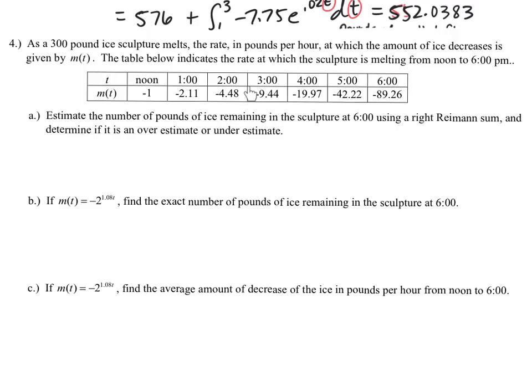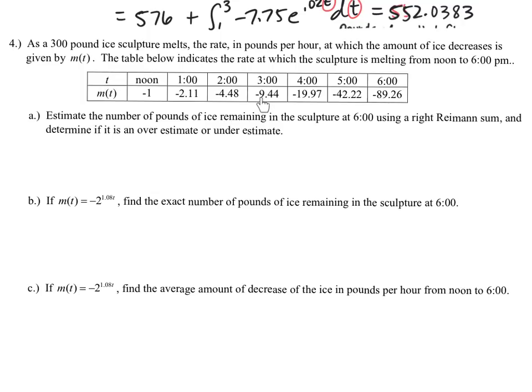So let's talk about what these numbers mean. M of t is a rate function. For each of these times, it tells us how many pounds per hour, the rate at which the ice is melting. So for example, at noon, at that instant, the ice was melting at negative 1 pounds per hour. At 3 o'clock, it was melting at negative 9.44 pounds per hour. Since this rate is negative, obviously the amount of ice was decreasing.